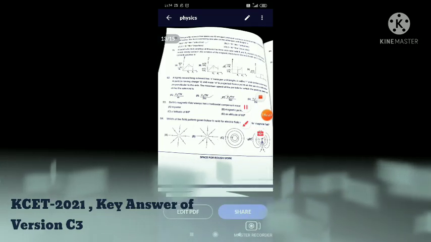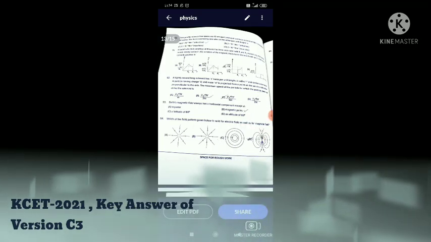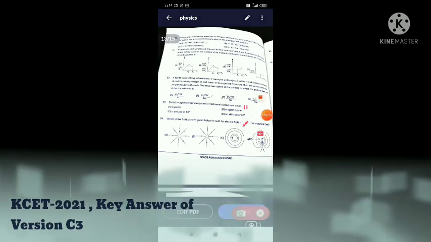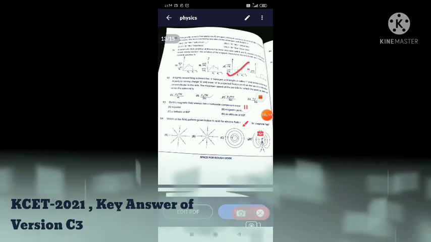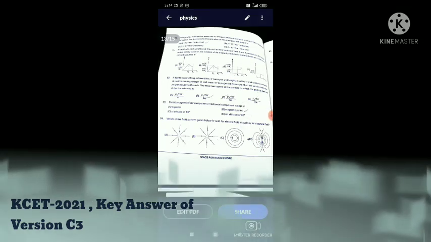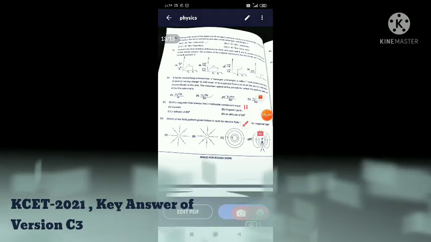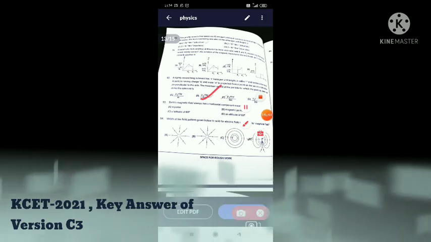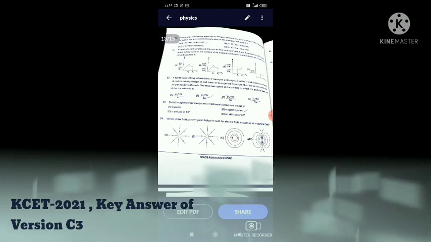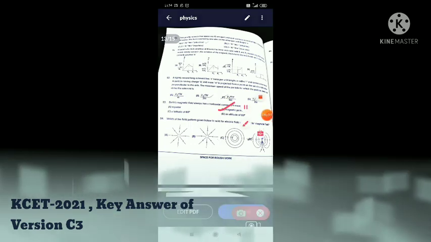Next, 51st question: A toroid with a thick winding of n turns has inner and outer radii R1 and R2. For this question 51, the correct answer is answer C. Next we will move to the 52nd: A tightly wound long solenoid has n turns per unit length. For the 52nd question, the correct answer is answer B. Next, 53: Earth's magnetic field always has a horizontal component except at... For this question, the correct answer is answer B.